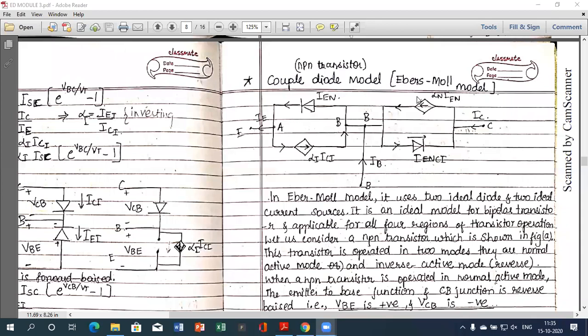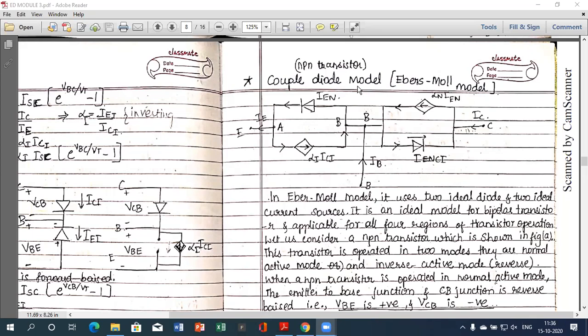According to Ebers-Moll, the transistor can be replaced by using two diodes and two current sources. Those two diodes and current sources, with the proper connection, can be used as a transistor and can be operated in all three regions, which are active region, saturation, and cutoff region. The transistor also operates in another region, which we call the inverse active region, exactly opposite to the normal active region.